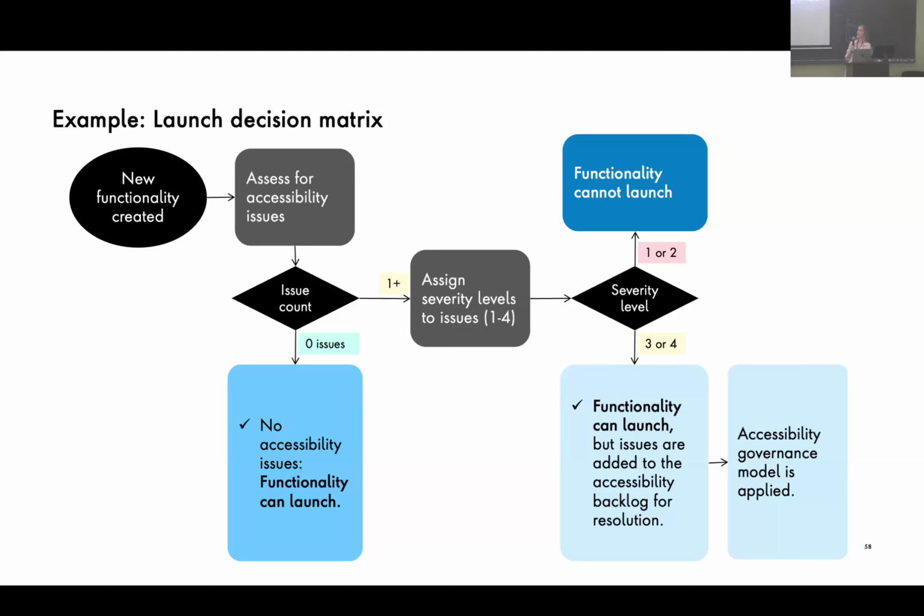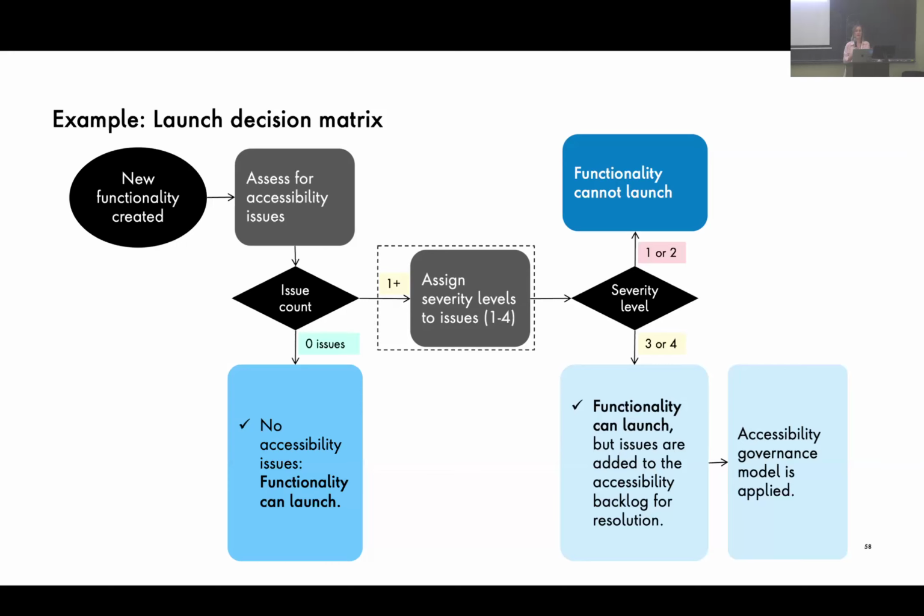So how does this work? We have some new functionality that people created. It's just about to launch. It's in our publishing phase. It's on staging, and we're all testing it. And I come in and I assess it for accessibility issues. And let's say that I don't find any accessibility issues. So 0 issue count. From the accessibility perspective, that content can launch, no problem.